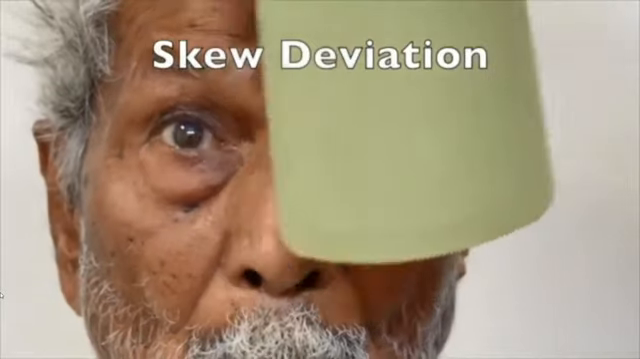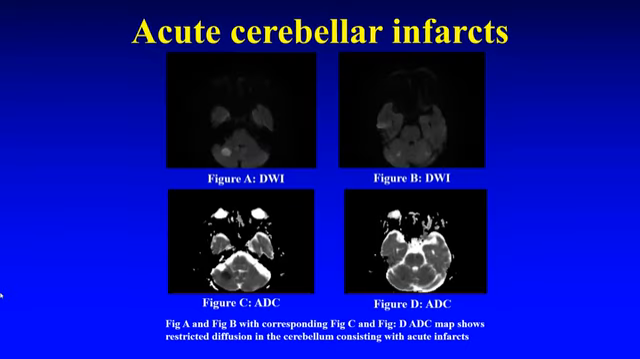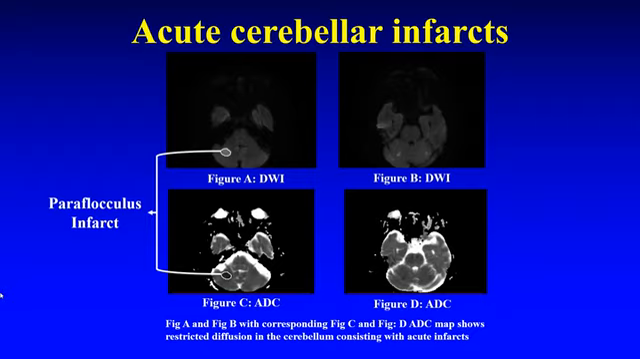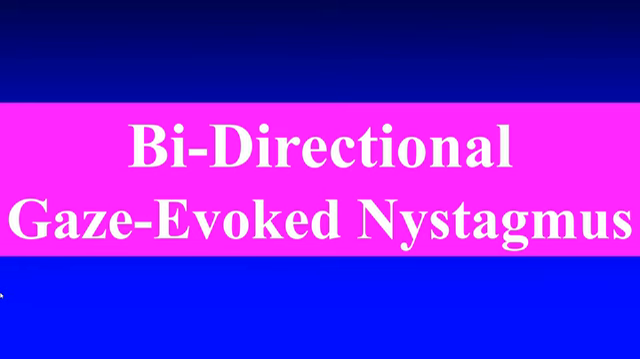Alternate cover test showed skew deviation. This goes down, this goes up. Bilateral cerebellar hemispheric infarcts. One of the infarcts in the right cerebellum was in the paraflocculus area, as you can see. Basilar and bilateral posterior cerebral arteries were stenotic. Central patterns of the nystagmus, bidirectional gaze-evoked nystagmus.